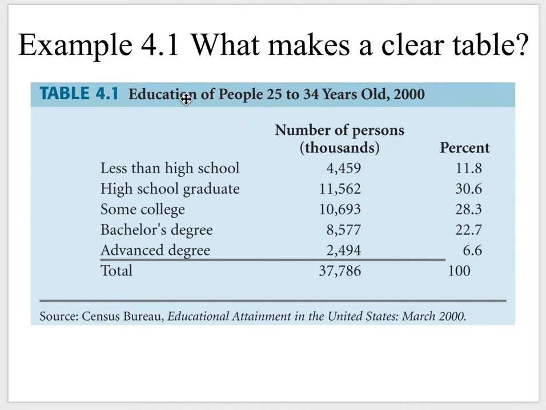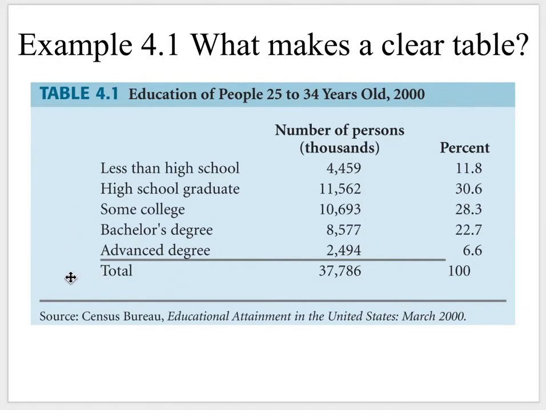It's got a title up here that tells exactly what the table is about. It has a source at the bottom which tells you where the data comes from. And then it's got each of these categories listed out with a total, and it gives two key things here. It gives the actual number of persons involved, and then it gives the percent of each category. So the percent really tells you how the different categories relate to each other, and the number of persons involved tells you the actual quantity that were involved.